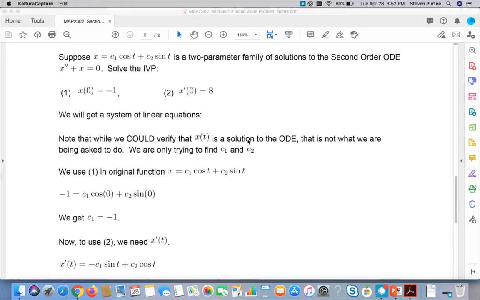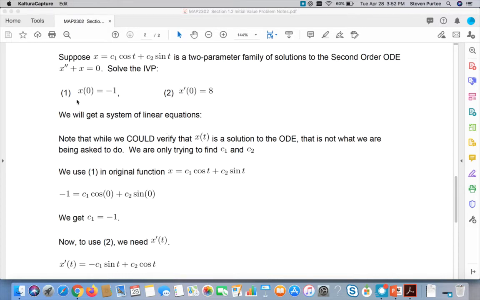By the way, this causes trouble a lot of times when people are working these. We could verify that this function is a solution to the ODE, but it's not necessary. Nobody asked us to do that. I'm just trying to find C1 and C2. I'm never going to use this thing right here at all. I didn't even have to give you that. I could have erased this and you wouldn't even know the difference. We're trying to find C1 and C2.